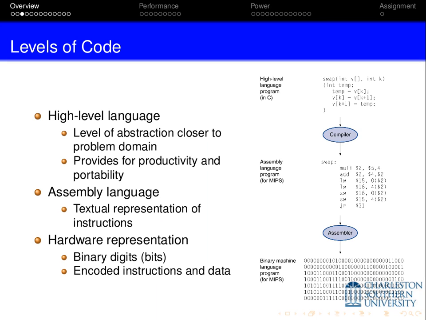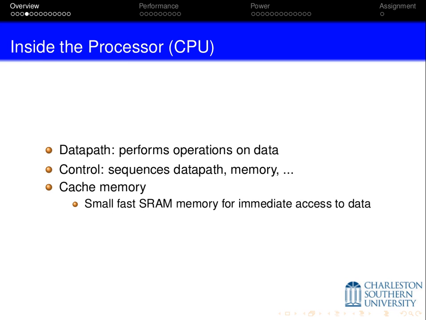Levels of code. Hopefully this is very familiar. You have your C code, which goes through a compiler and generates assembly. Again, a compiler does not generate machine code. All it does is translate your high-level language, like C, to assembly. And then your assembler and your linker will change it to a binary representation. Good? All right. So the CPU has data paths, which perform operations on data, like add, multiply, load, store, move things around.